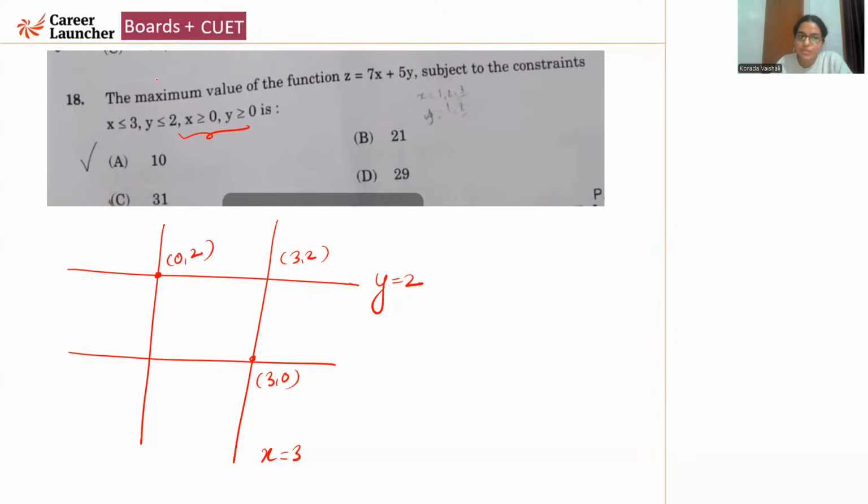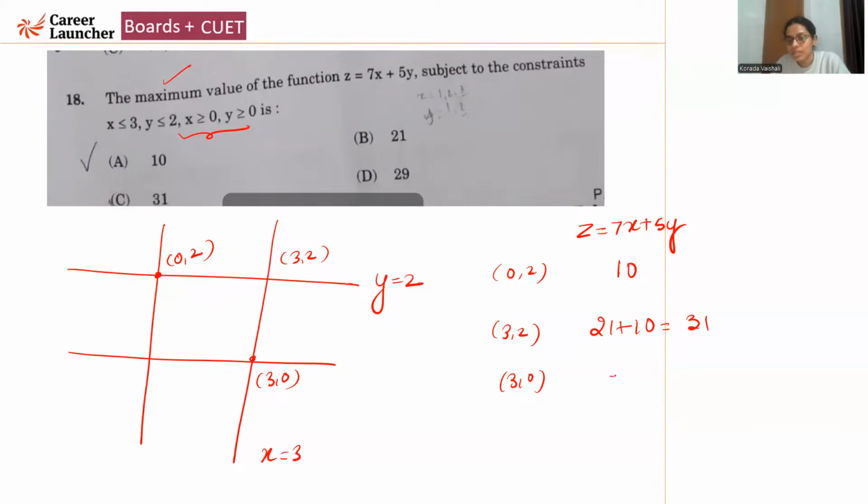Now what you need to do is, if you want to find the maximum value, you have to substitute these points into the function. Which function? The objective function. So I'll write it down here. So z is basically equal to 7x plus 5y. So this is going to be 10, 21 plus 10, which is 31, and this is 21. So the maximum among these is going to be 31 at the point 3, 2. So what is the final answer?